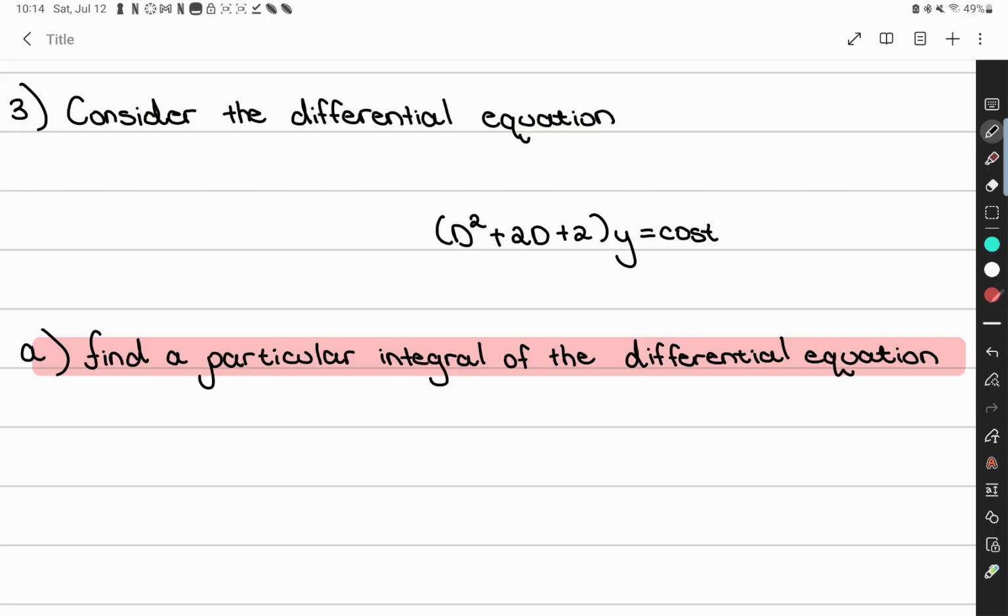So today we are solving differential equations. More specifically, dealing with particular integrals. So let's get straight into it. Let's bring this down.